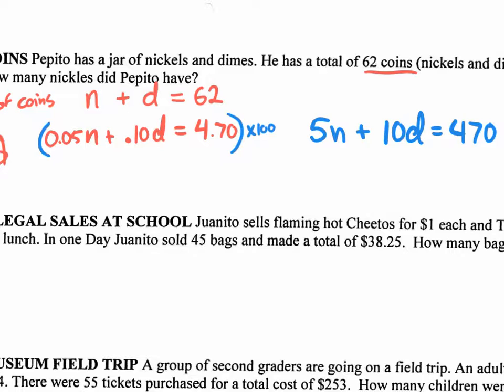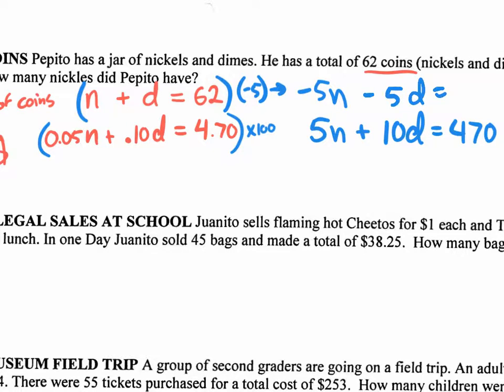Now the top equation, I could rewrite it, but that's not going to work. My goal is to get either the N's or the D's to cancel. So I'm going to modify the top equation to make this N become a negative 5N so it'll cancel with the positive 5N. Now I'm going to multiply it by negative 5. That way I could get a negative 5N instead of a positive 5N. And when I multiply this by negative 5, that's going to give me a negative 5D.